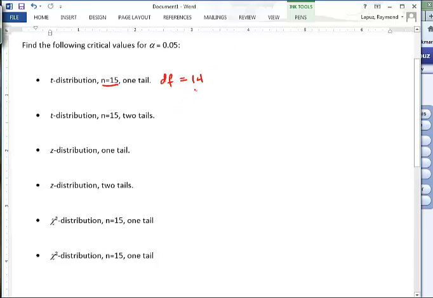And we want to do a one-tail distribution. So we're looking at the t-distribution at one tail. I guess we should have specified whether it's to the left or to the right. Let's assume it's on the right, so it'll be a positive number. And then we have the area is alpha, 0.05.